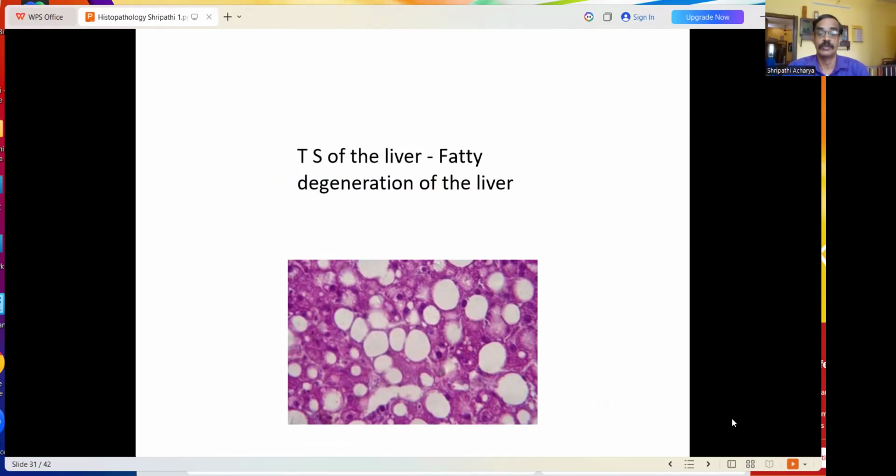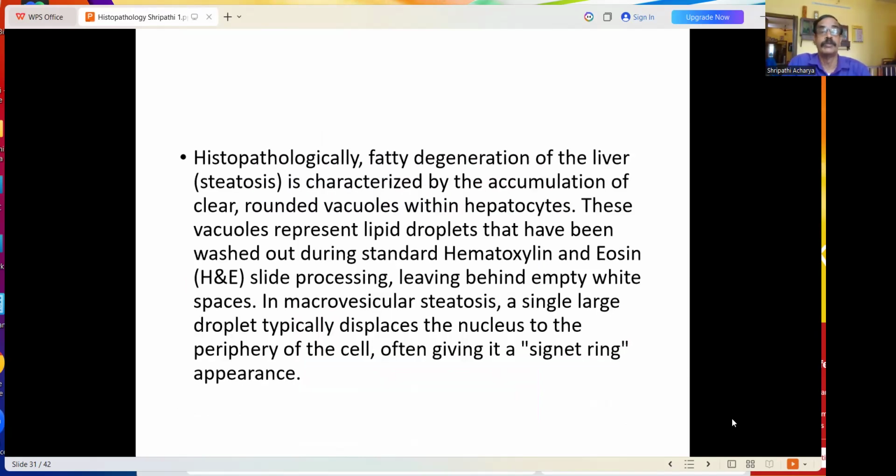The slide looks something like this. Histopathologically, fatty degeneration of the liver, steatosis, is characterized by the accumulation of clear, rounded vacuoles within hepatocytes. These vacuoles represent lipid droplets that have been washed out during standard hematoxylin and eosin slide processing, leaving behind empty white spaces. In macrovesicular steatosis, a single large droplet typically displaces the nucleus to the periphery of the cell, often giving it a signet ring appearance.